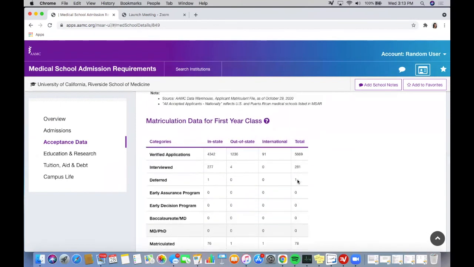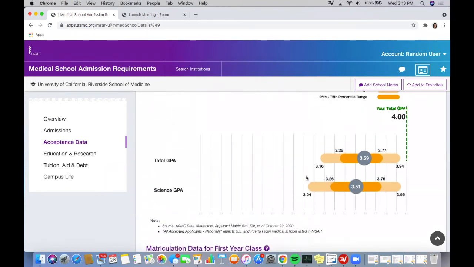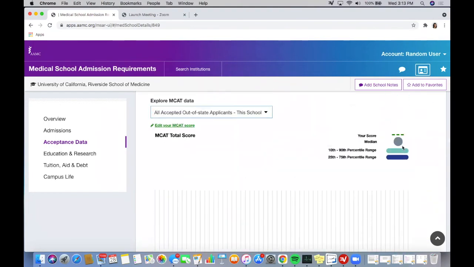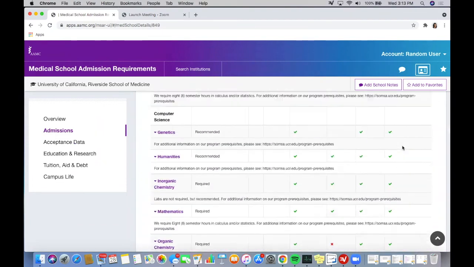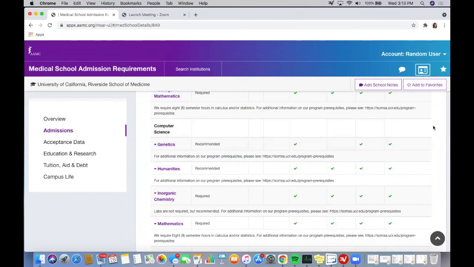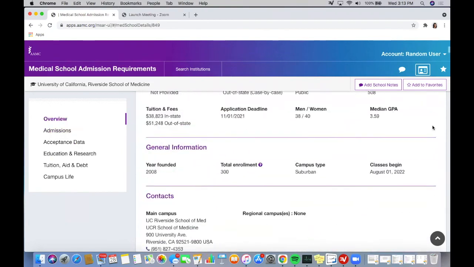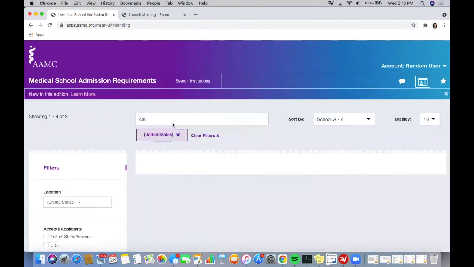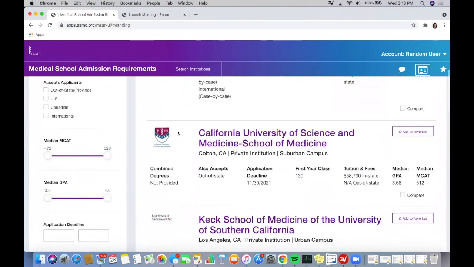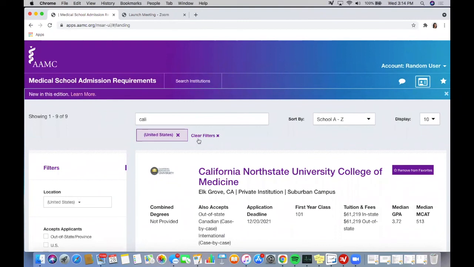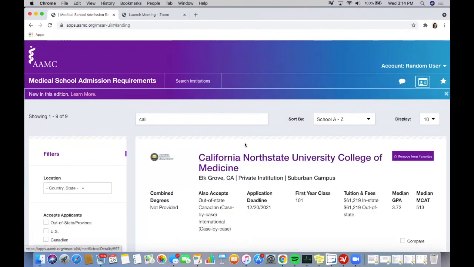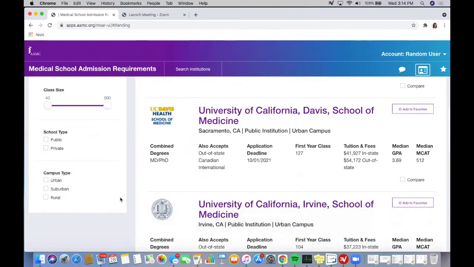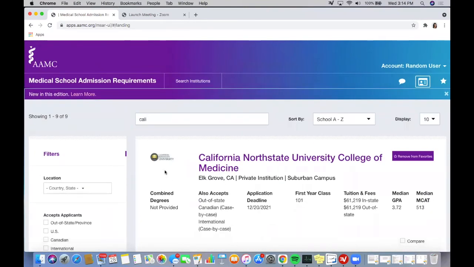So again, my chances of getting into Riverside, even though my MCAT matches up with their MCAT, is almost nothing. So when making your school list, you really need to be paying attention to those out-of-state numbers, because that is really going to impact your success in this process. So as you can see, the MSAR offers a wealth of data that you could spend all day on, just looking at the data.